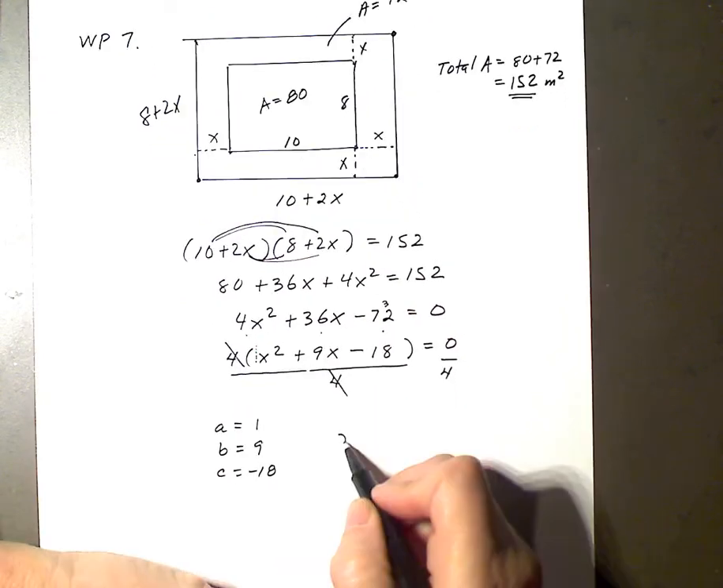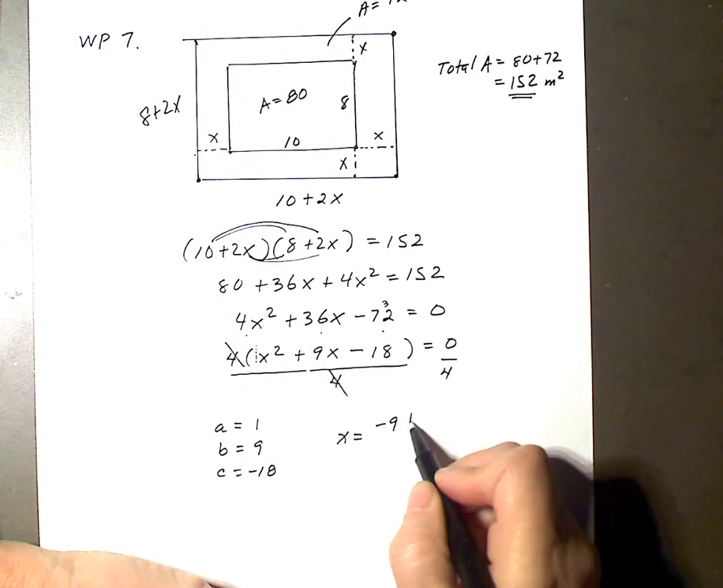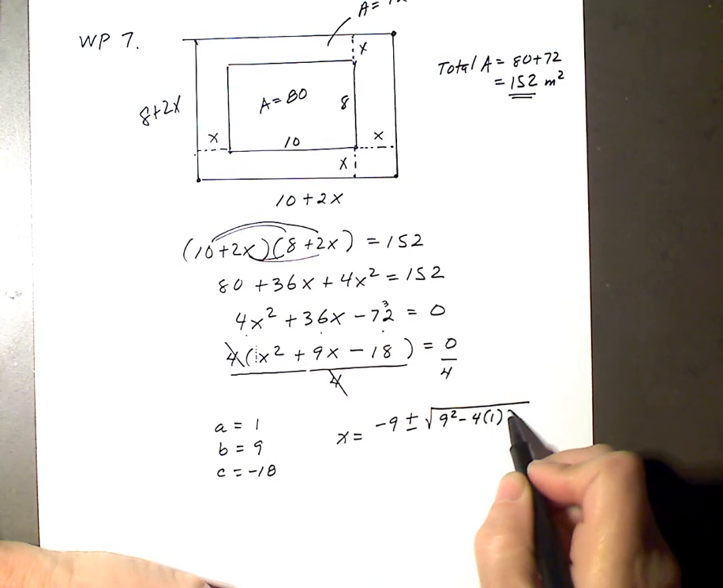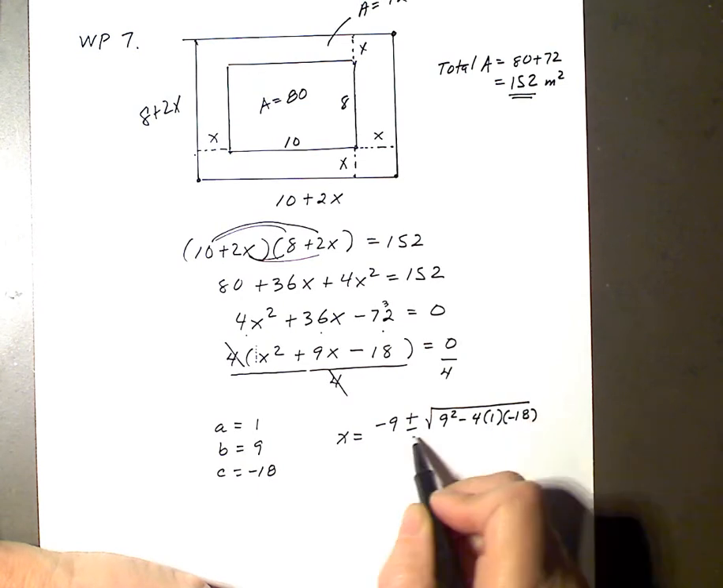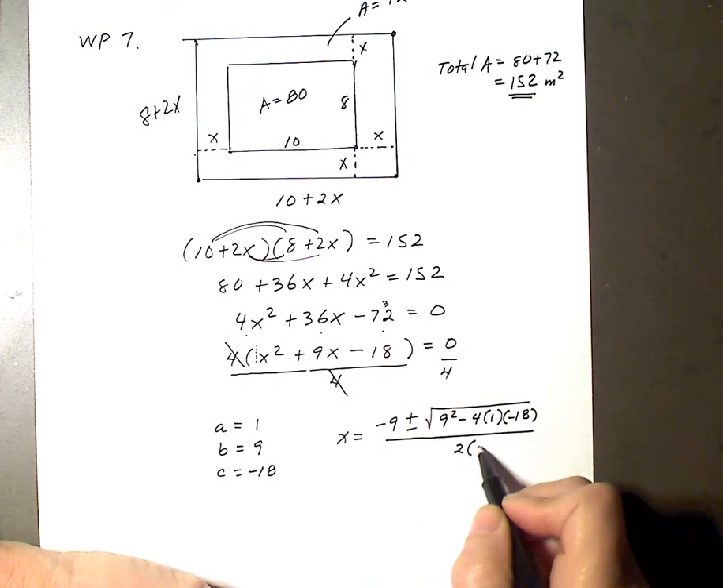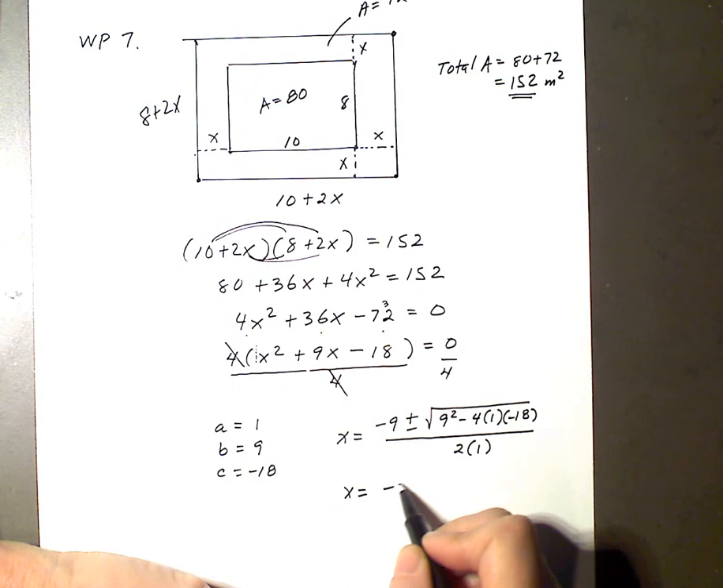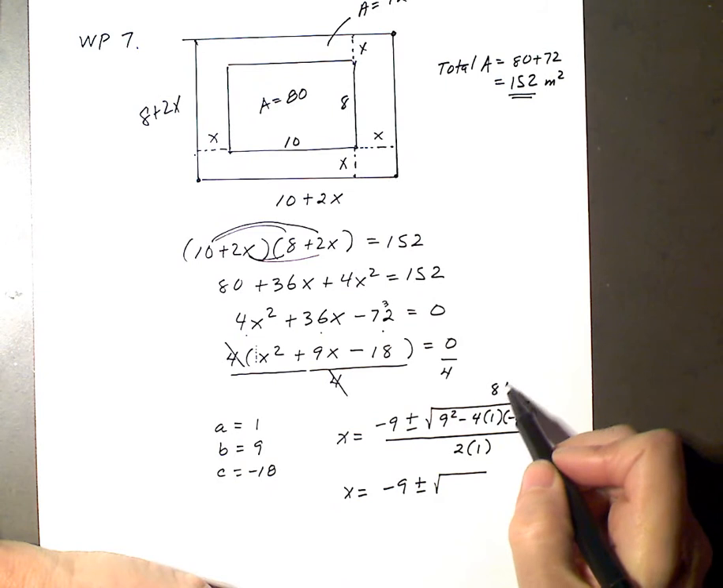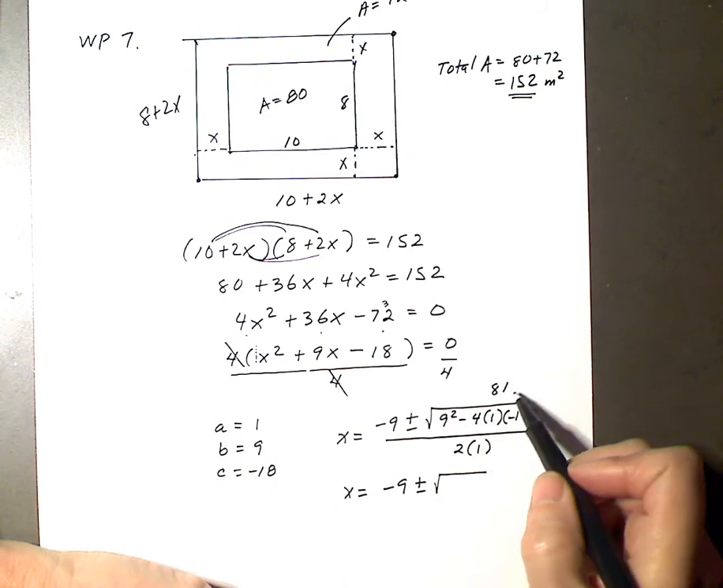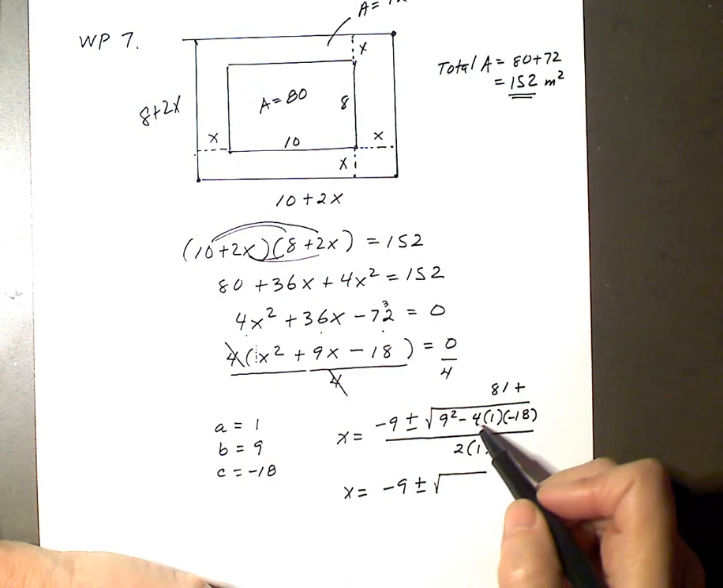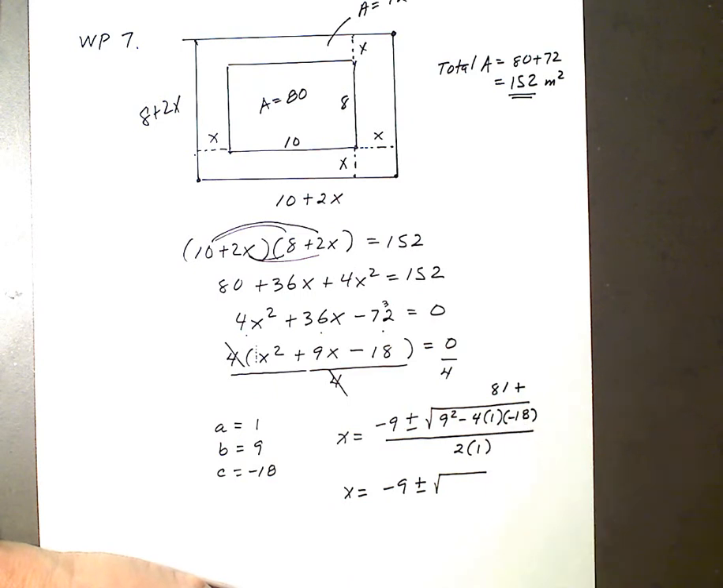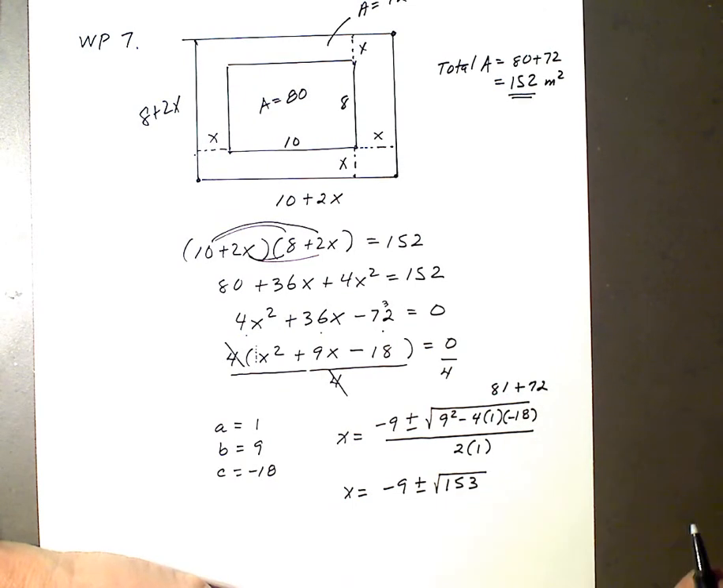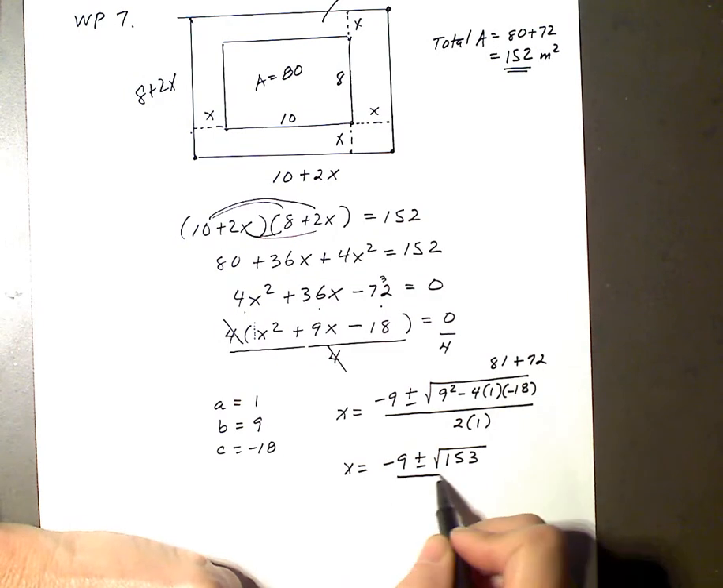So quadratic formula, x equals the opposite of 9 plus or minus the square root of 9 squared minus 4 times a, which is 1, times c, which is negative 18, all over 2 times a, which is 1. So this is negative 9 plus or minus the square root of. So inside here, 9 squared is 81, minus a negative, so plus 4 times 18. 4 tens is 40, 4 eights is 32, so that's 72. So this is 153, square root of 153, all over 2.